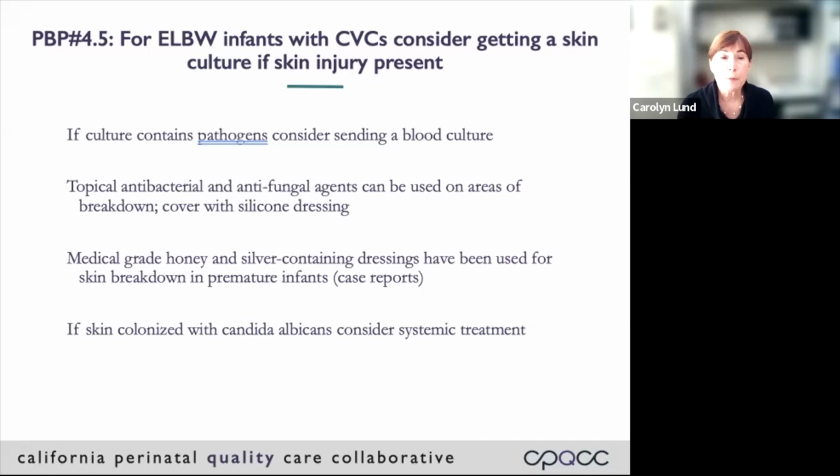There are a number of papers about using medical grade honey and silver containing dressings over skin breakdown in the premature infant, and those are in your reference list. And if skin is colonized with Candida albicans, there are a number of papers that recommend considering systemic treatment, just going right to fluconazole or an antifungal agent, because that frequently is the portal of entry with those organisms. And I think that's the end of this section.